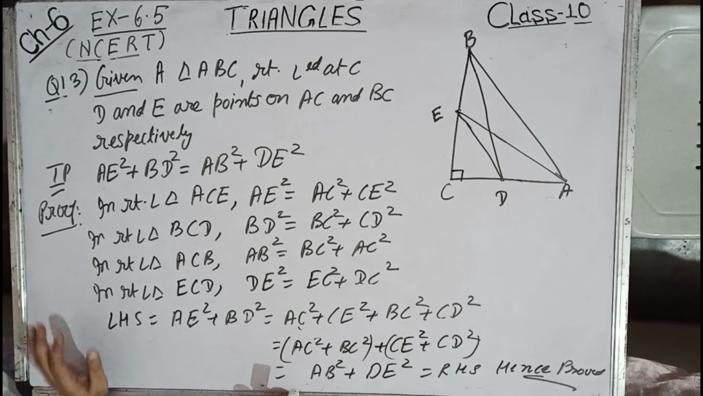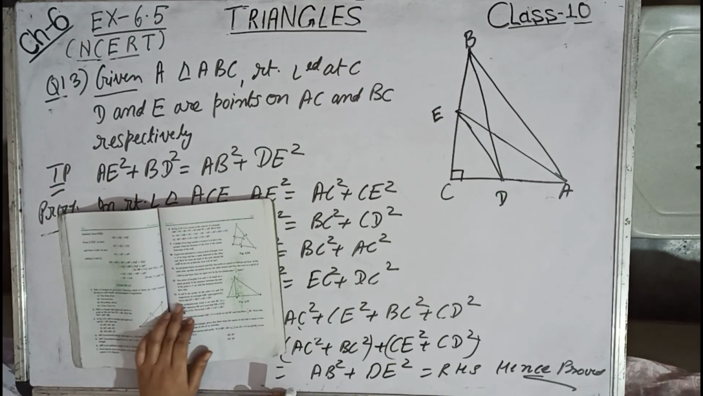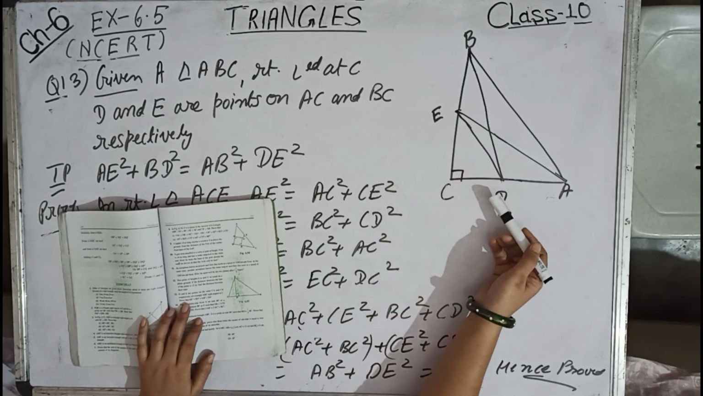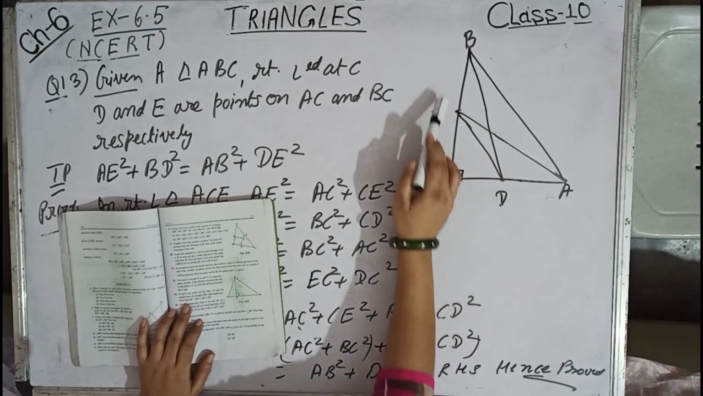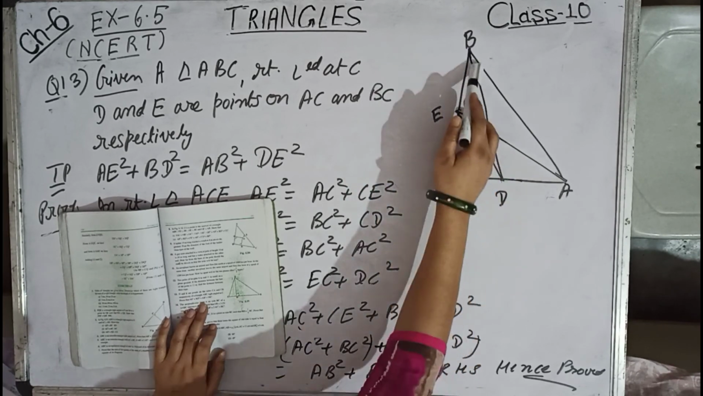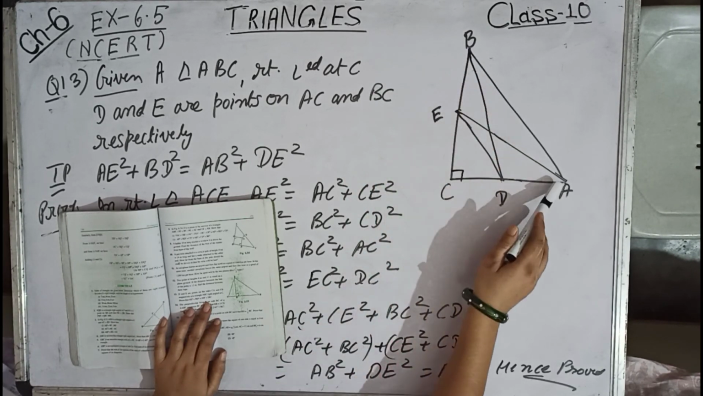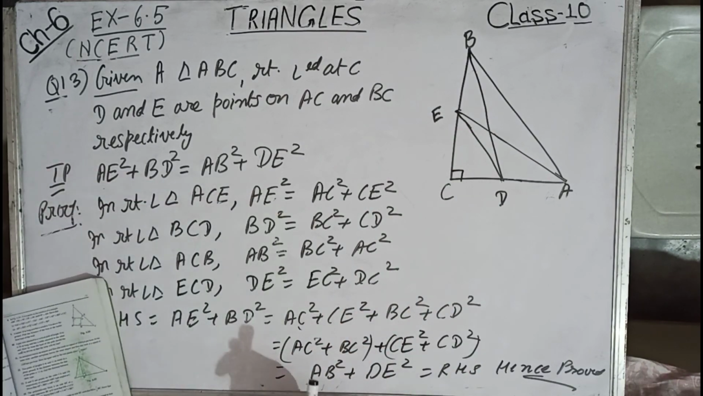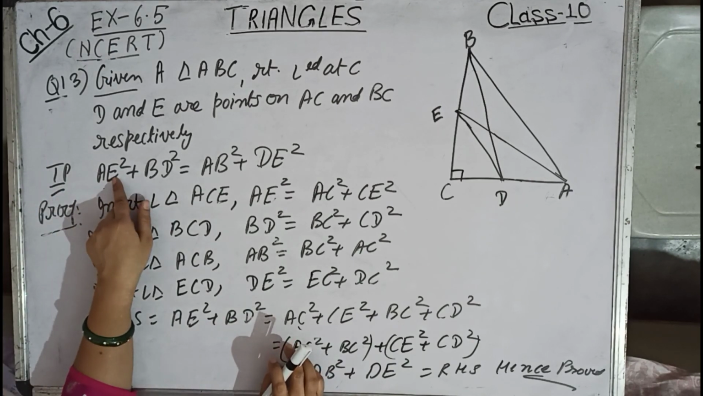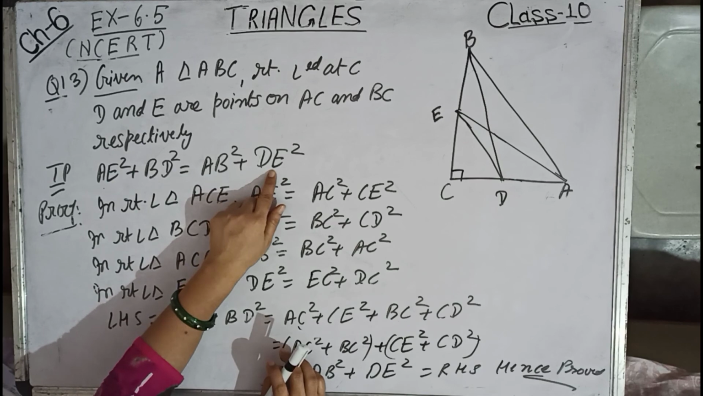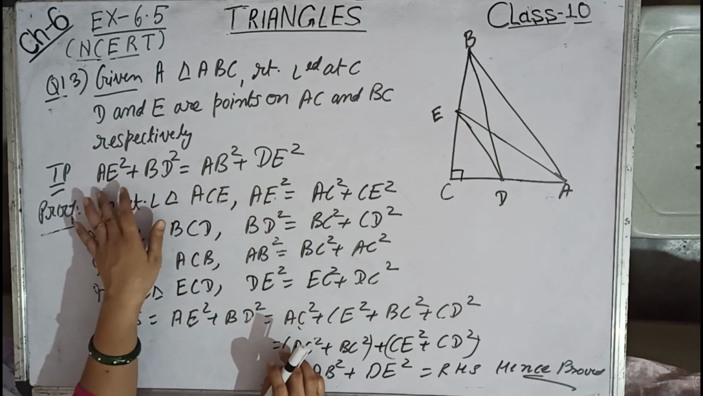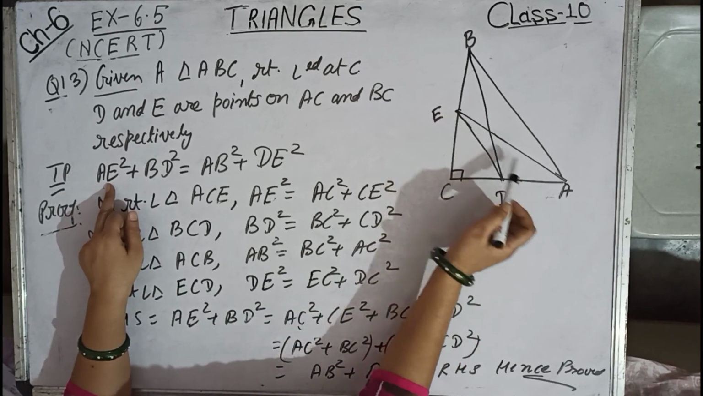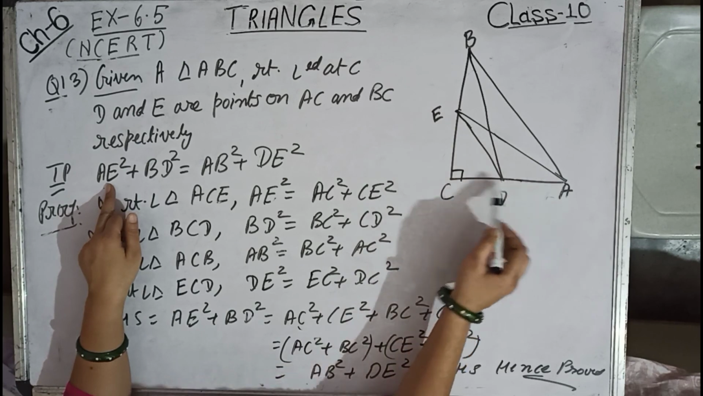Now question number 13. Question number 13 is saying that D and E are points on side CA and CB of a triangle ABC right angled at C. We have to prove that AE square plus BD square equals AB square plus DE square. Now, I have proved it over here. So, just see. We have to prove AE square plus BD square equals AB square plus DE square. Now, find the right angle triangles in which these sides form a part. AE obviously forms a part of right angle triangle ACE.